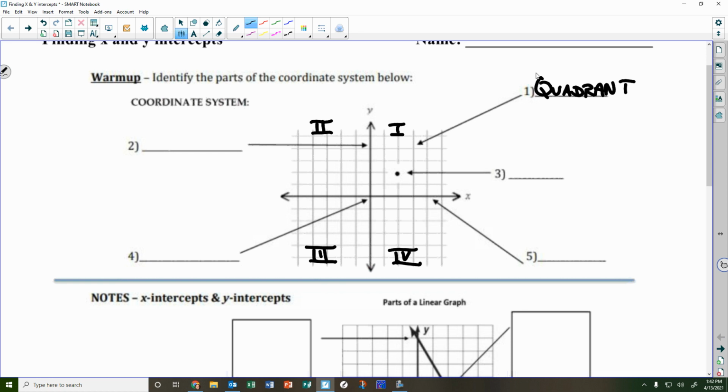Now, number 2 is pointing to that black vertical line, which is the y-axis. The y-axis is always vertical. Okay. Number 3 is pointing to a point that you see on a graph, and we call that an ordered pair. Number 4 over here is pointing where the x and y-axis meet, which we call the origin. And the origin is always the point (0, 0). And last but not least, number 5, that is the x-axis, the axis that goes horizontally.